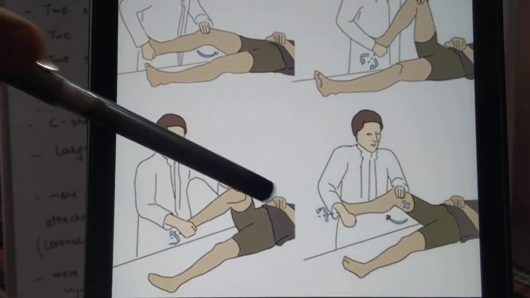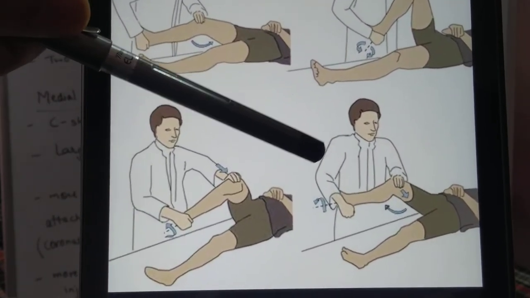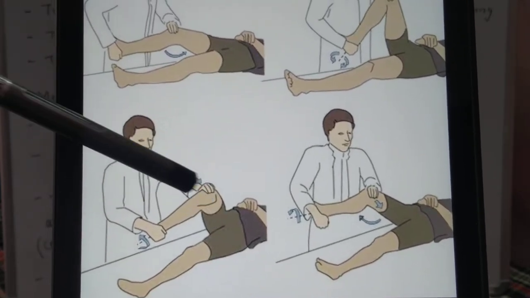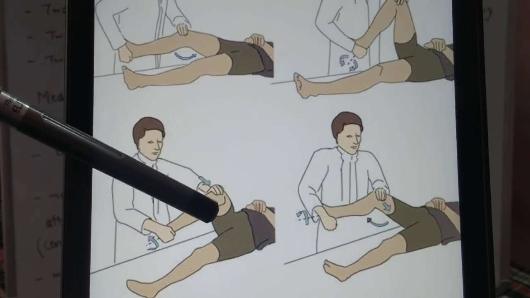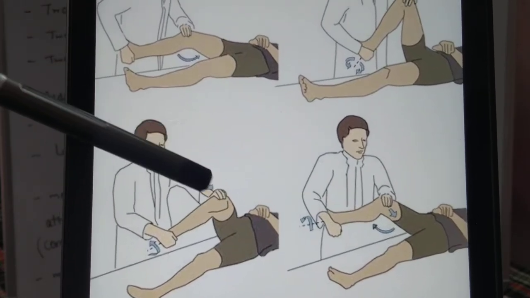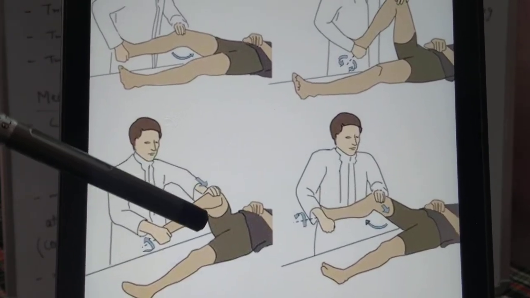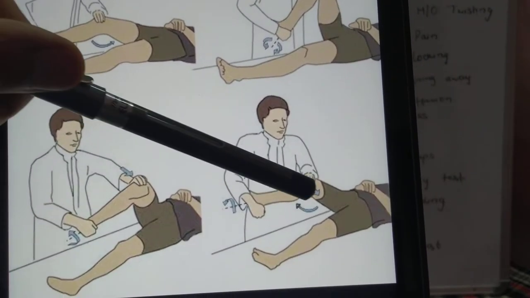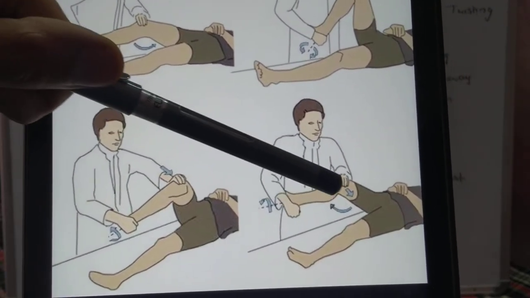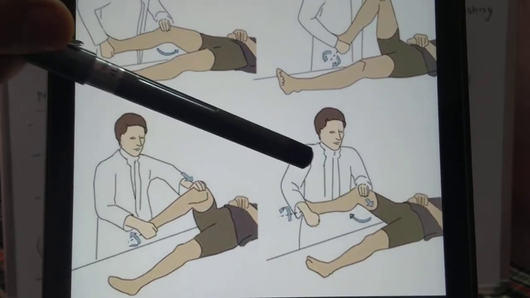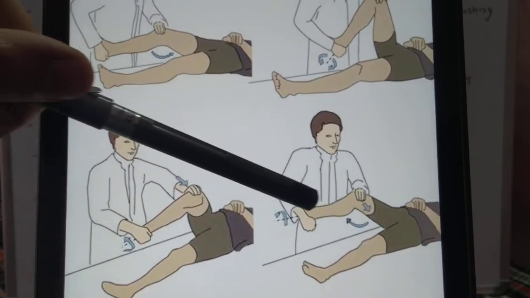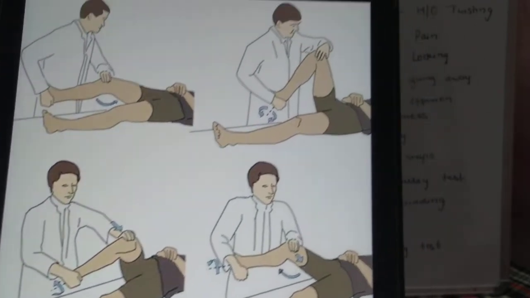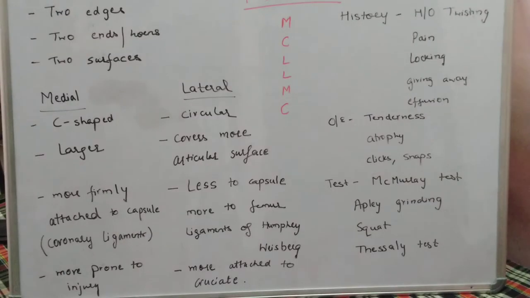Depending on at what point we hear a click or the patient experiences pain: if from the flexed position to 90 degrees the patient experiences pain or we hear a click sound, that means the injury is in the posterior horn of the medial meniscus. If in the final range of motion we hear a click or pain is experienced by the patient, that means the meniscal injury is a bit more anterior. So that is about the McMurray test.